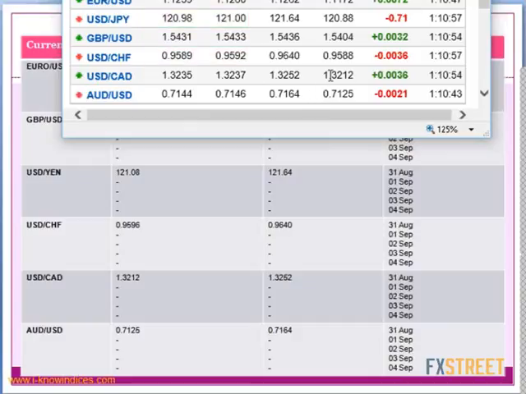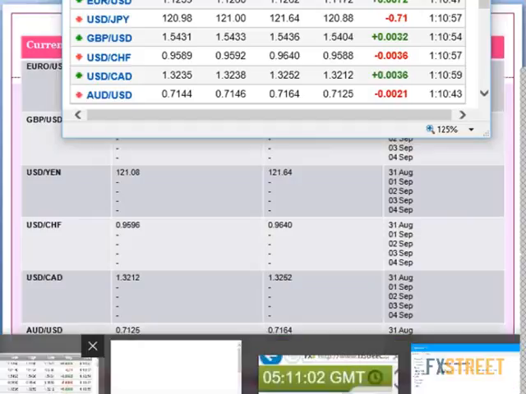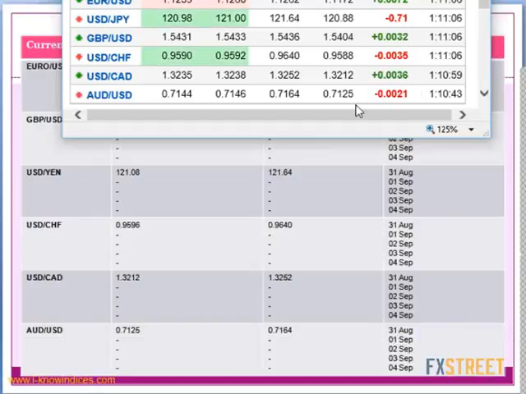0.7125 is the low and 0.7164 is the high. They have not breached the low or the high. If you watch carefully, in the case of commodity pairs, they have not breached the low or the high. But what they are doing is that USD CAD is showing positive net change, Australian dollar is showing negative net change, and they are making USD gain more.